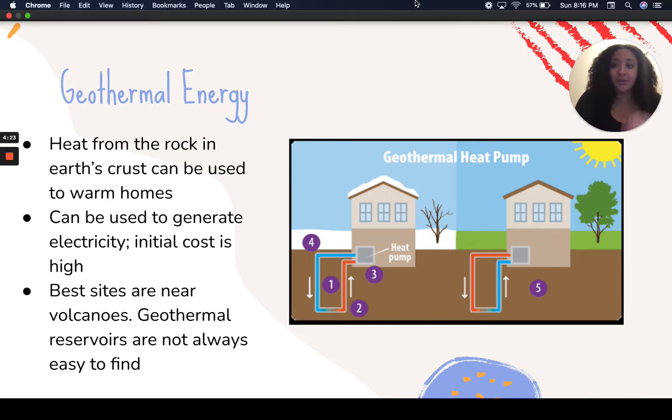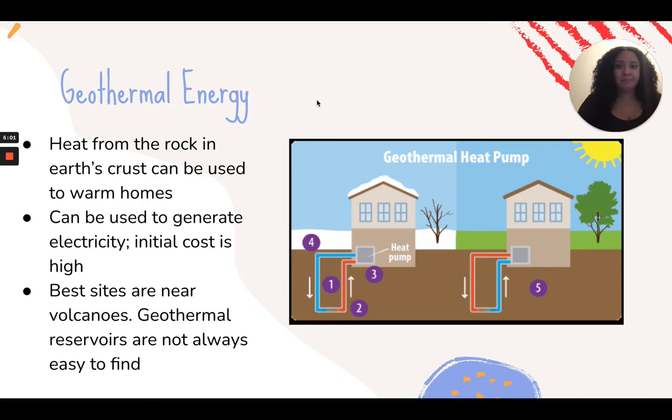Okay, next is geothermal energy. This is when we get heat from the rock in Earth's crust. So we gotta drill deep into the Earth's crust, and it can be used to actually warm homes. It also can be used to generate electricity. Again, the initial cost is high with renewable energy, but it usually pays off. So the best sites are near volcanoes. There's more heat. And the geothermal reservoirs are not always easy to find. So these are more rare to find.